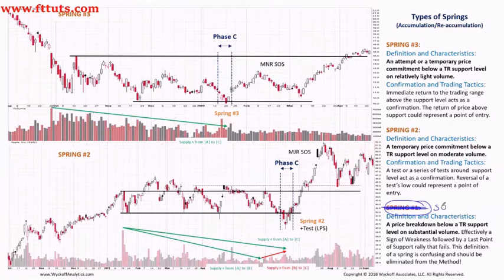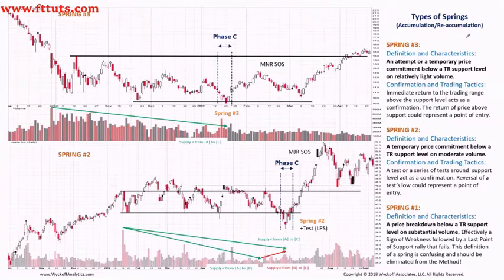Sprint number 1 is basically a failure of a sprint to materialize and a price breakdown below a trading level support on substantial volume. That creates a sign of weakness in the distribution. So effectively, where sprint number 1 is a sign of weakness in the distribution, should we even discuss it here? Probably not. And that's kind of like my thing about sprint number 1. It should not be in the method, should not be discussed as a sprint, should not be discussed as a part of the potential accumulation structure.